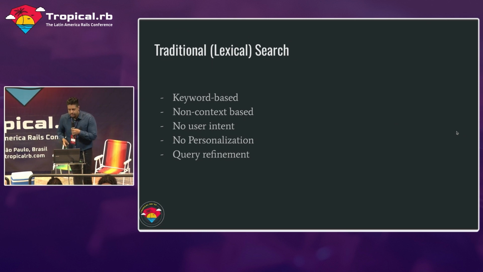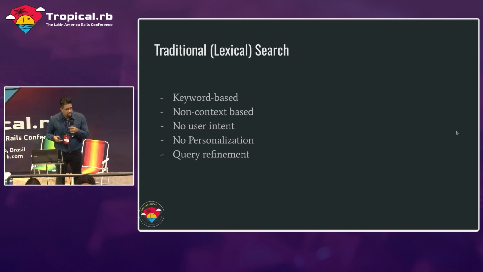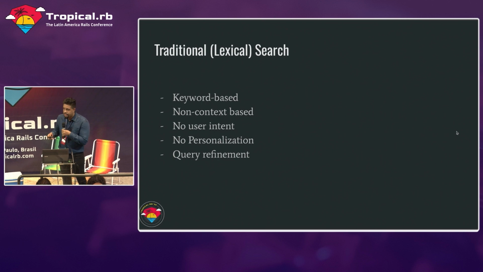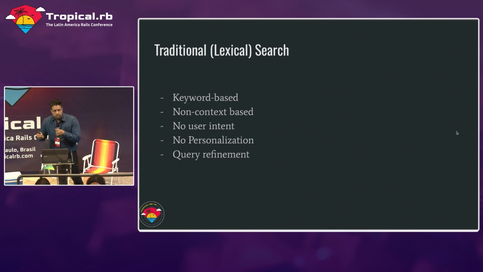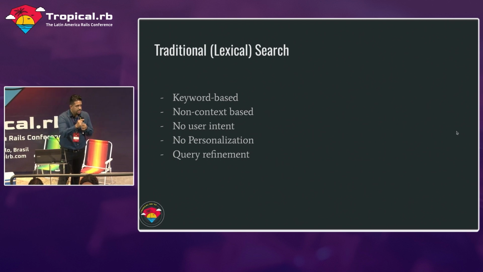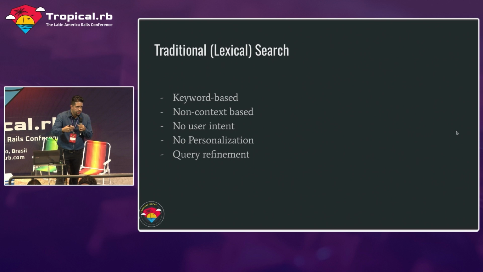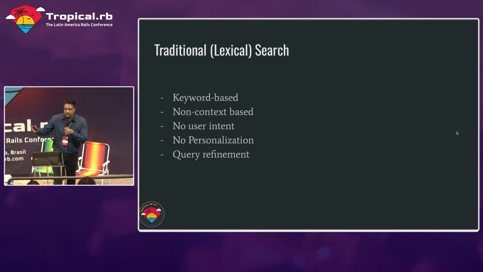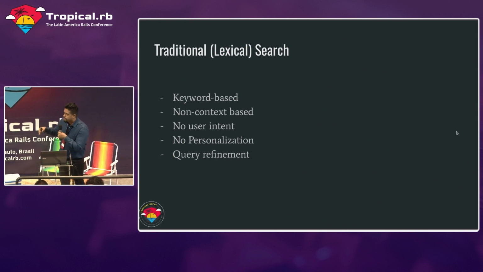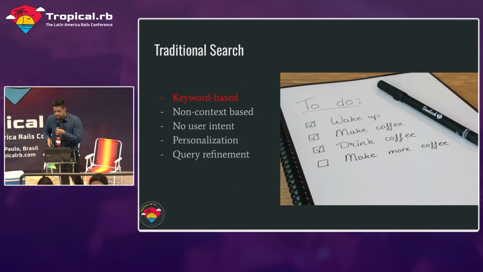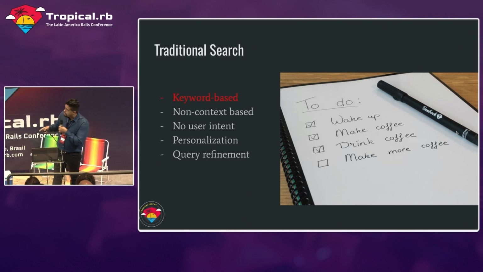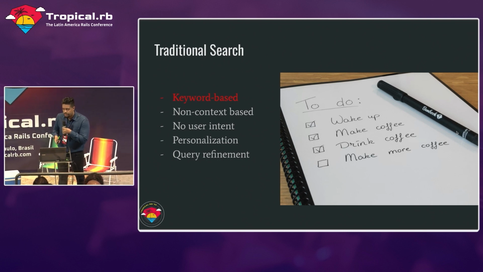We have some characteristics of this traditional lexical search, okay? Well, the first one is that it is keyword based. Whatever the user types, this is what we are going to try to match in the database, and based on that, we bring the results. I think it's pretty easy and everybody understands that. We can use SQL or maybe Active Record to accomplish that. Let's talk about this first characteristic, keyword based.